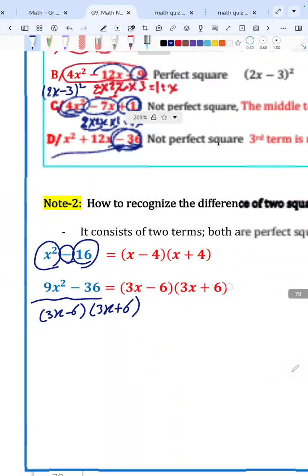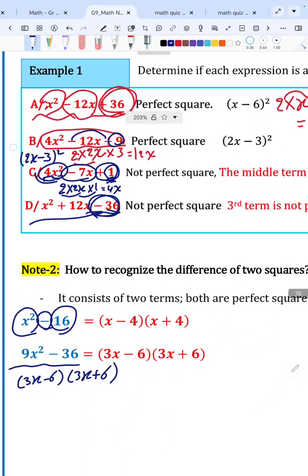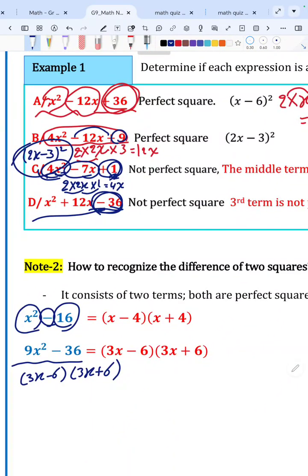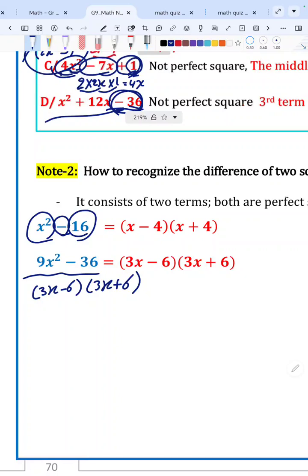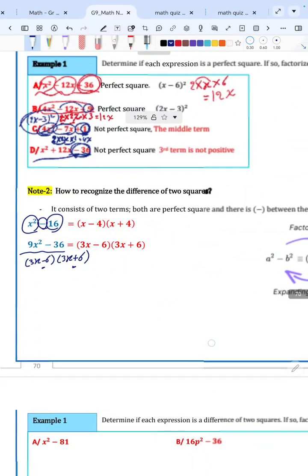So pay attention. When you factorize a perfect square trinomial, it will be only one parenthesis. You have three terms, so it will be one parenthesis power 2. But for a difference of two squares, you have to factorize it into two parentheses. One of them is minus and the other one is plus.